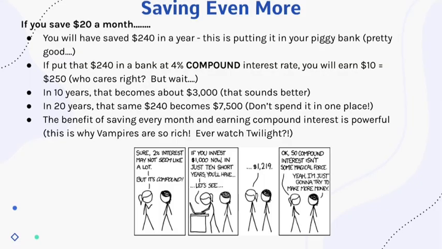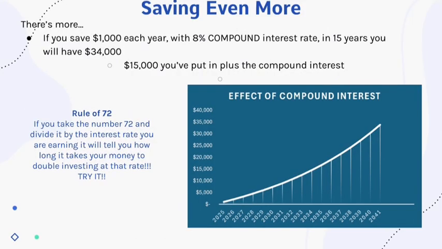Who cares? But in 10 years, that will become $3,000. That's sounding a lot better. And in 20 years, that same $240 becomes $7,500. The benefit of saving every month and earning compound interest is powerful. This is why vampires are so rich. Ever watch Twilight? And there's more.